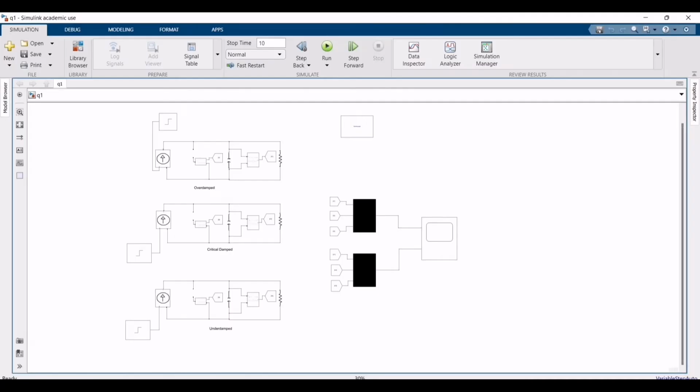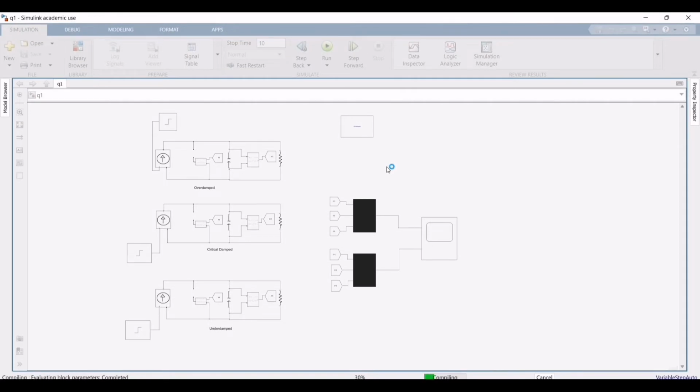Now I'm going to show you our simulated circuit using MATLAB Simulink as the simulation tool. As you can see, at the top is the overdamped response, at the bottom is the underdamped response, and in the middle is the critically damped response. This is what it looks like once we've used the simulator. On the right-hand side is a scope for us to see our response graphs. All the overdamped, critically damped, and underdamped response graphs will be shown in the scope.